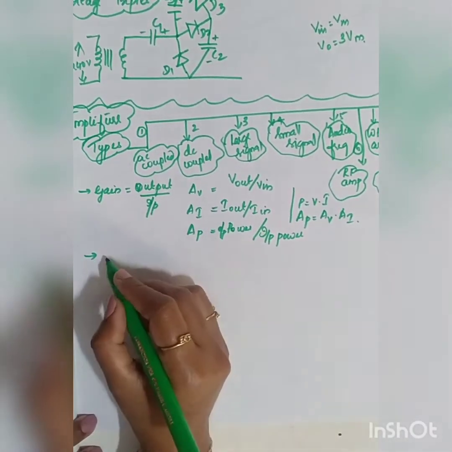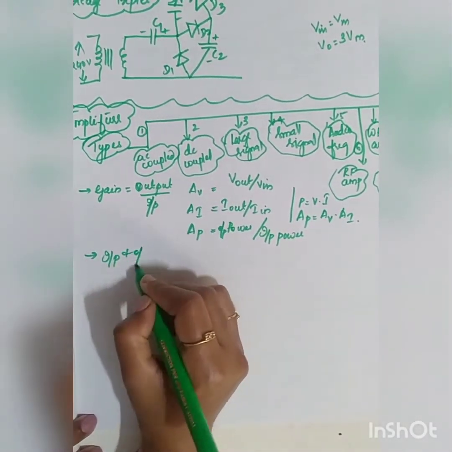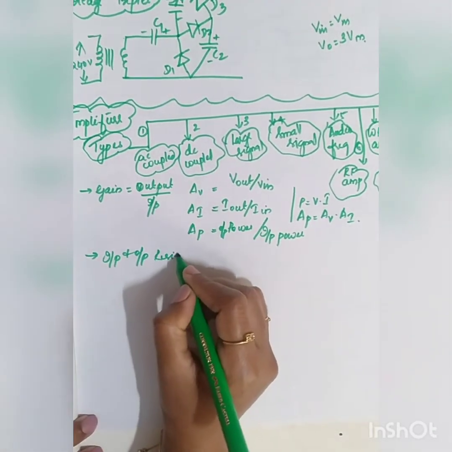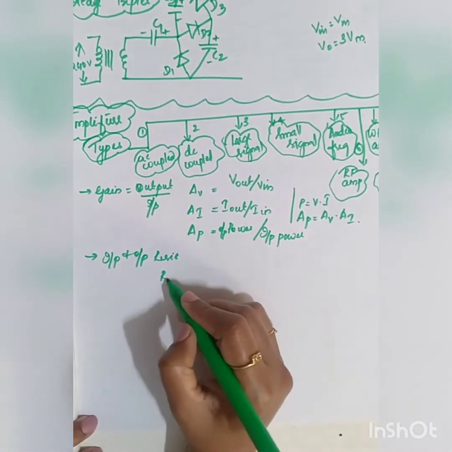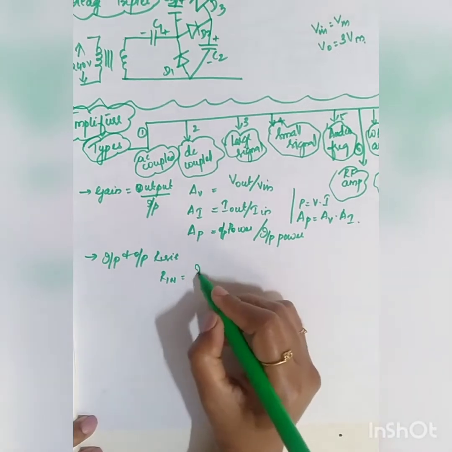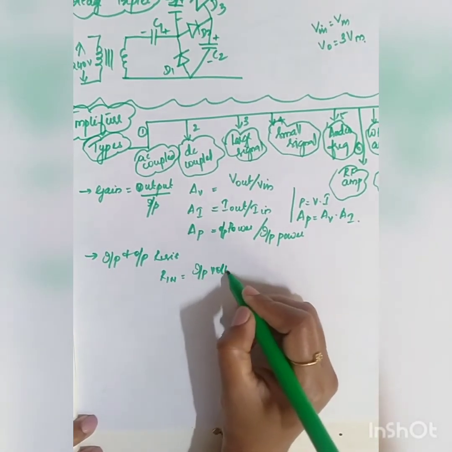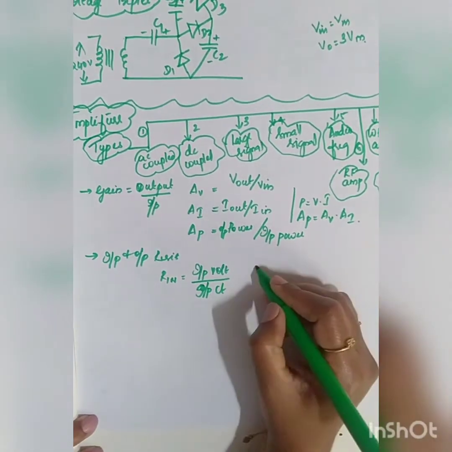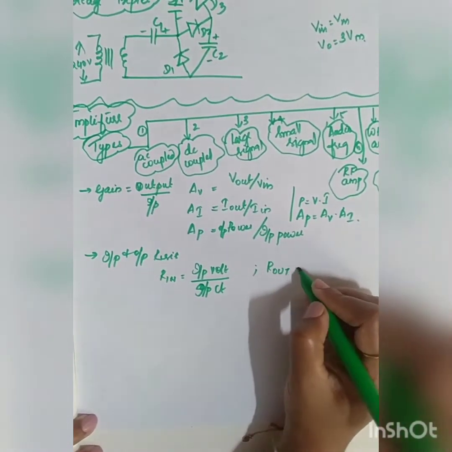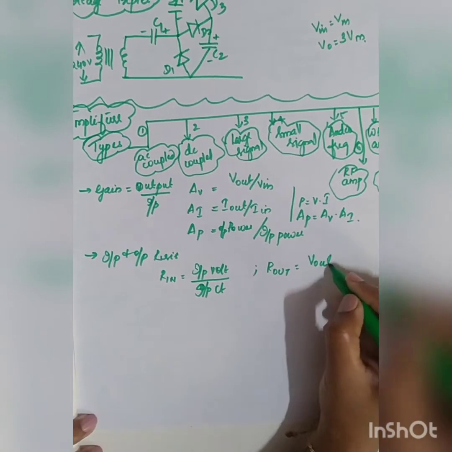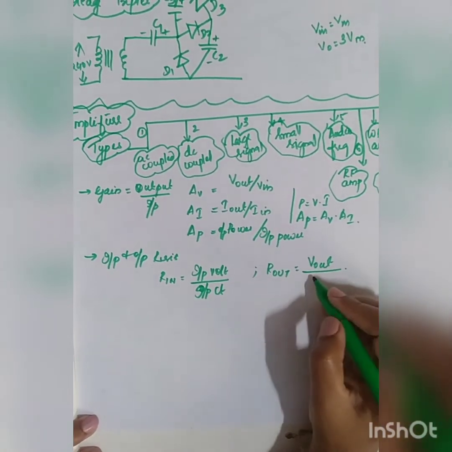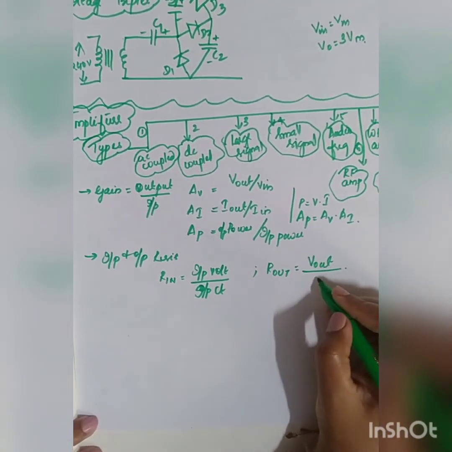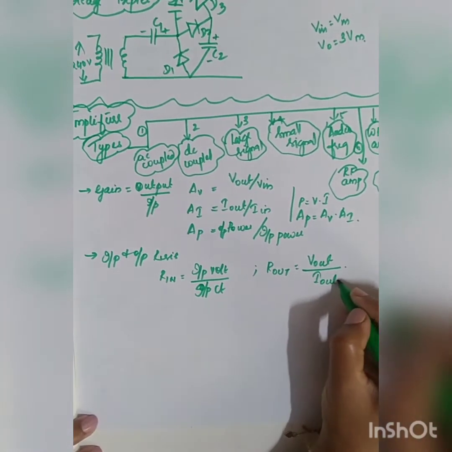Then you had the next formula, input and output resistance, right? So what was your input and output resistance? So input resistance Rin is equal to input voltage divided by input current. Similarly, output resistance Rout is equal to open circuit output voltage divided by short circuit output current, Iout. Okay.